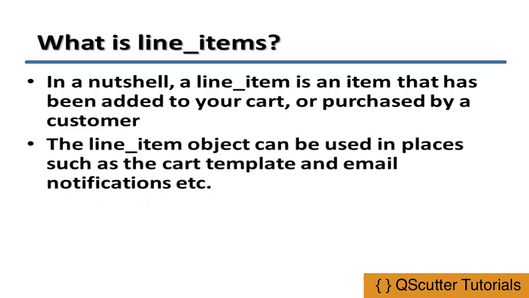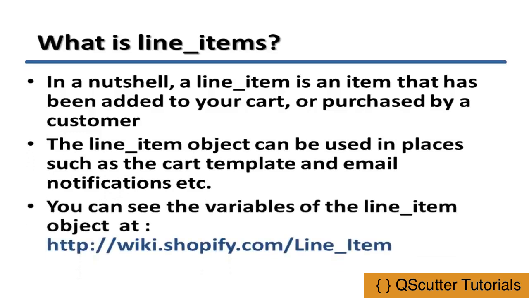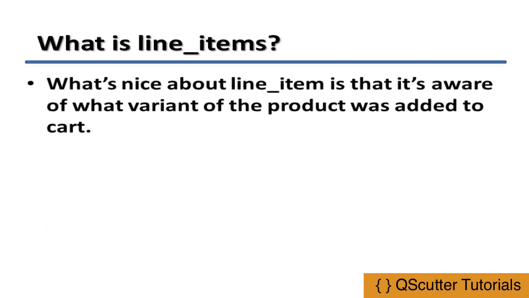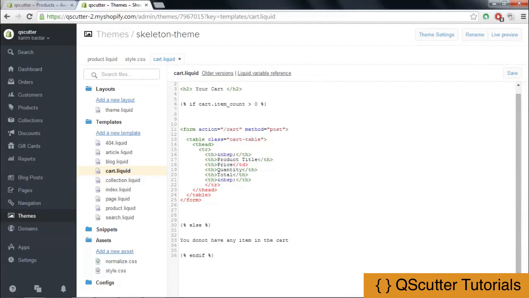The line_item object can be used in places such as the cart template and email notifications, etc. You can see the variables of the line_item object at wiki.shopify.com/line_item. What's nice about line_item is that it's aware of what variant of the product was added to the cart. So this is a brief introduction to the line_item.